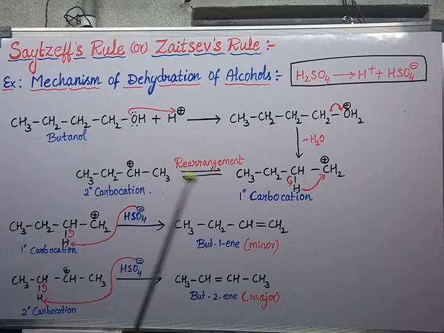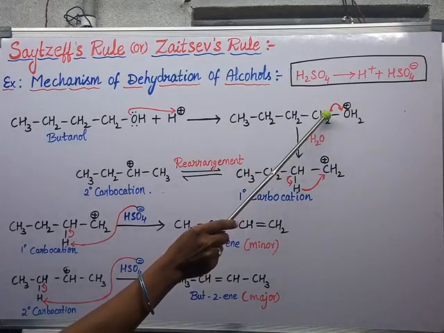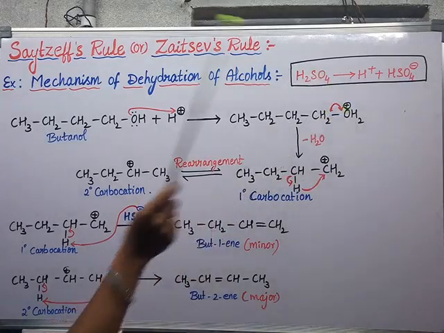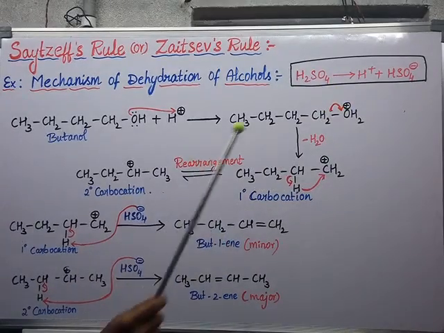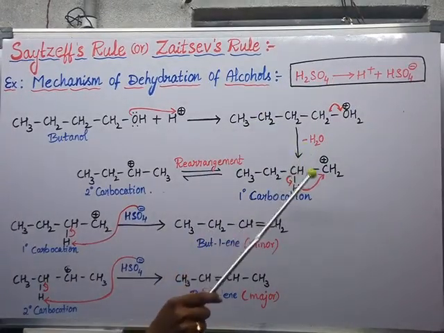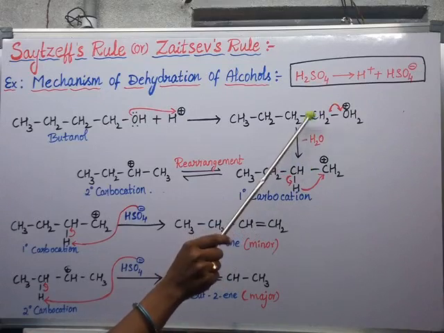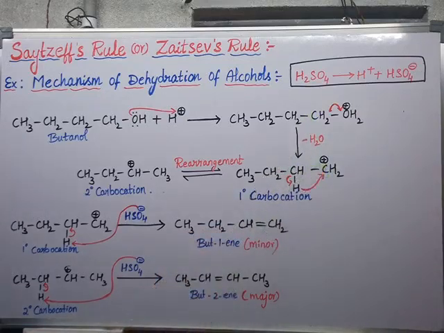So in order to nullify this positive charge, next I am shifting the bonded electrons towards oxygen, so I am removing the water molecule. Now you can see this carbon gets the positive charge. So now we got an intermediate called a carbocation. This is a primary carbocation. This primary carbocation can undergo rearrangement to form a secondary carbocation.